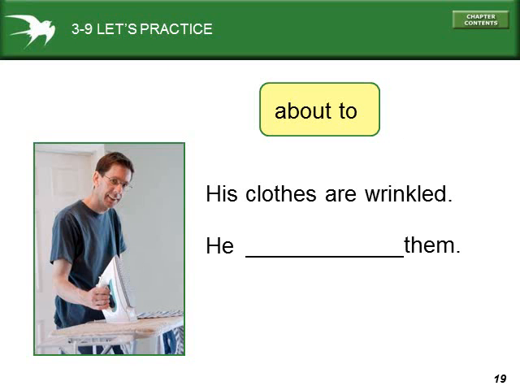Okay? His clothes are wrinkled. He is about to iron them. Okay? Now you can see that this can be used as a plan, right? He's about to iron them. It can be used as a prediction, like in the last case where we're saying, I think that she is about to eat it. She's going to eat it right away. Not them, the ice cream. It can be used as a prediction and a plan.